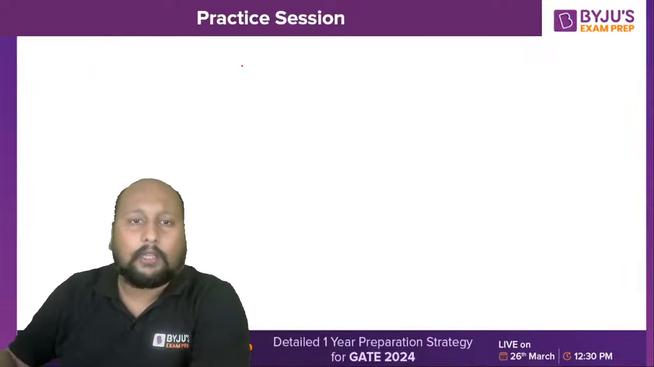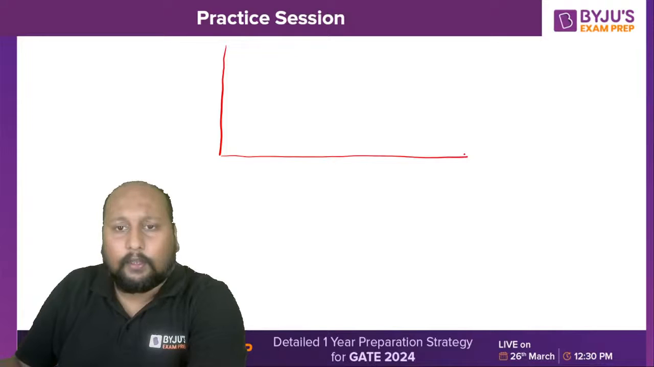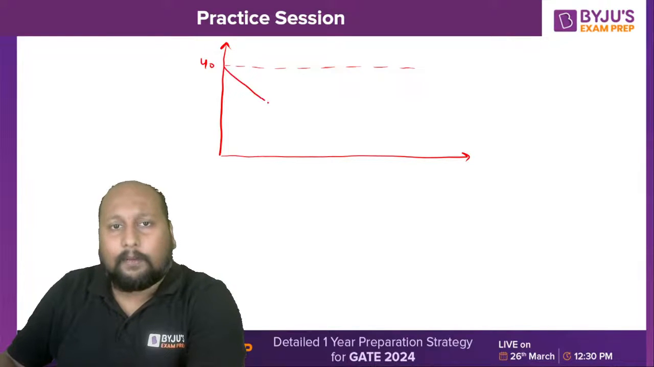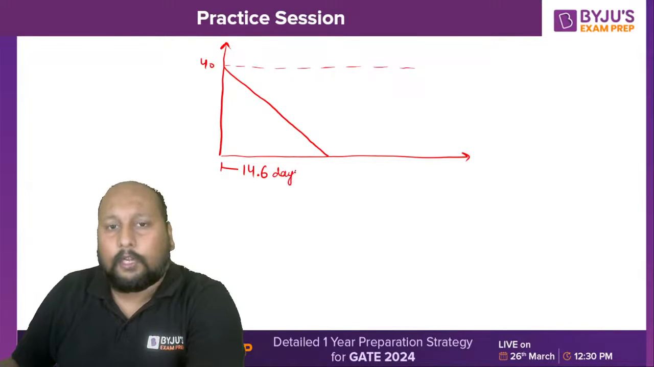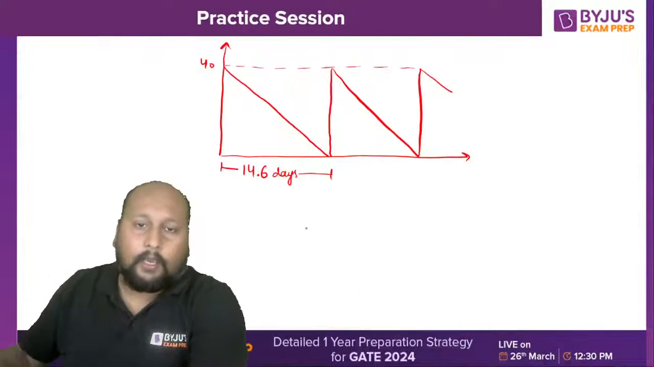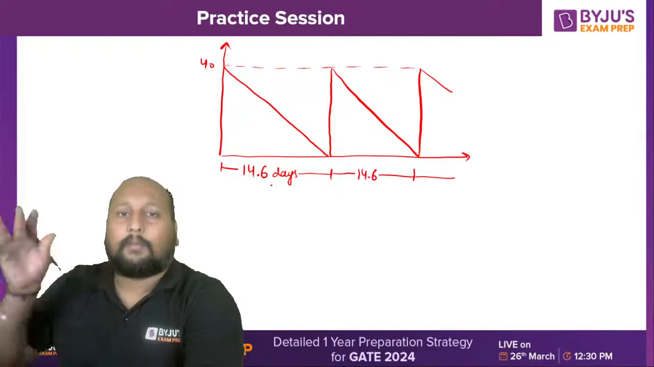So if I try to show you with the help of the graph, the maximum order size that we are placing is 40, right? And it will be coming to 0 after every 14.6 days. Again, the next cycle will be started, then again 14.6 days, and this will be going on throughout the year. Okay, so again 14.6 days, then again 14.6 days, and this will be going on.